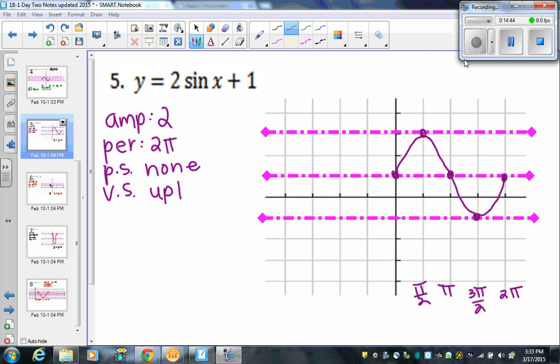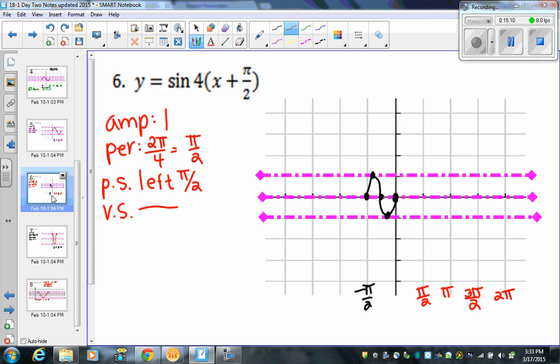Okay, so graph number 5 should look like this. We shifted up 1 unit, we have an amplitude of 2, and we're graphing the sine function that has a period of 2 pi. So we start middle, we end 2 pi units later, and then we have halfway between middle, halfway between high, halfway between low.